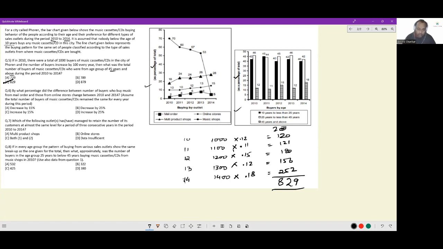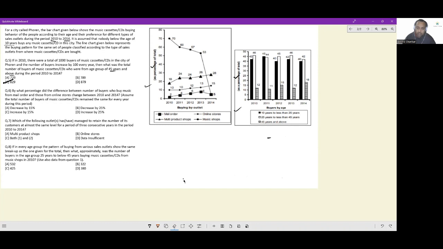Okay. Next. Let us remove this working. Next subpart we will see. By what percentage did the difference between the number of buyers who buy music from mail order and those from online stores change between 2010 and 2014? Assume that the total number of buyers of music cassette CDs remained the same for every year during this period. The difference between mail order and online stores. Mail order is this square line. Online stores is the rhombus line.